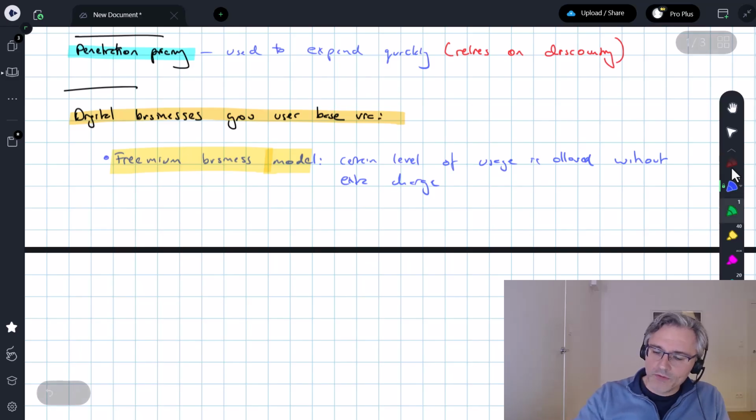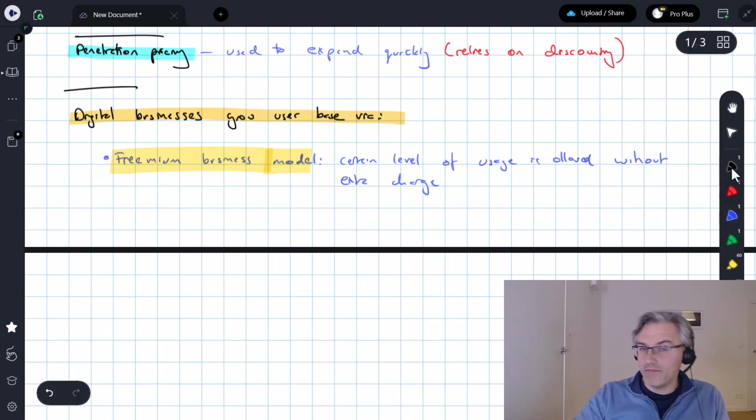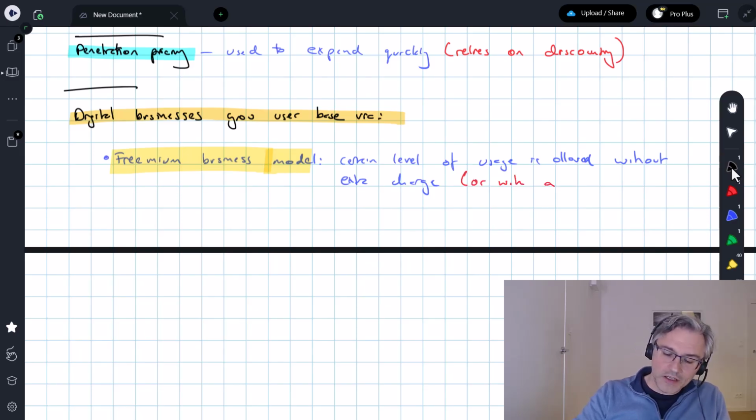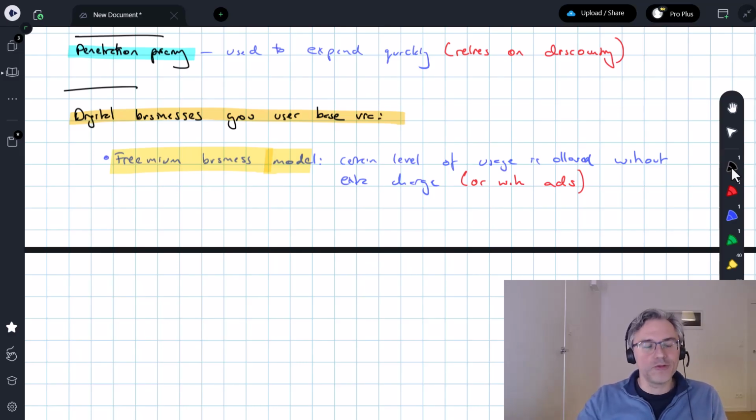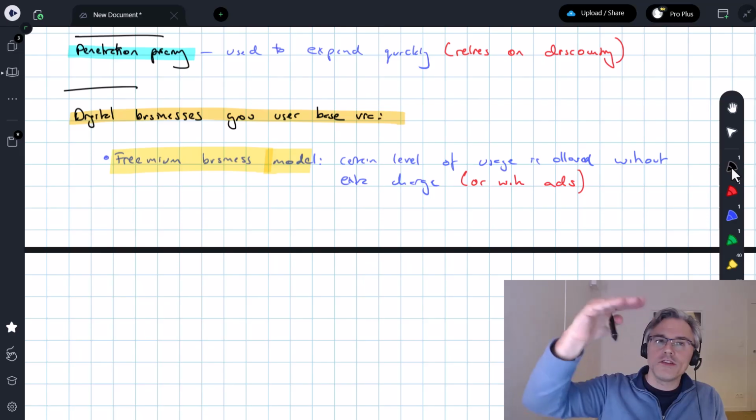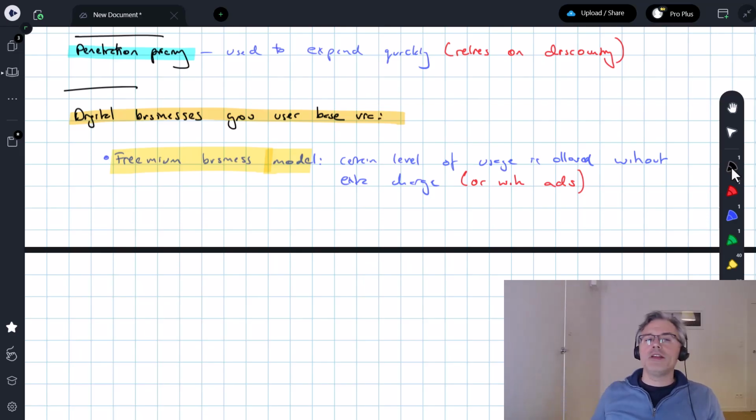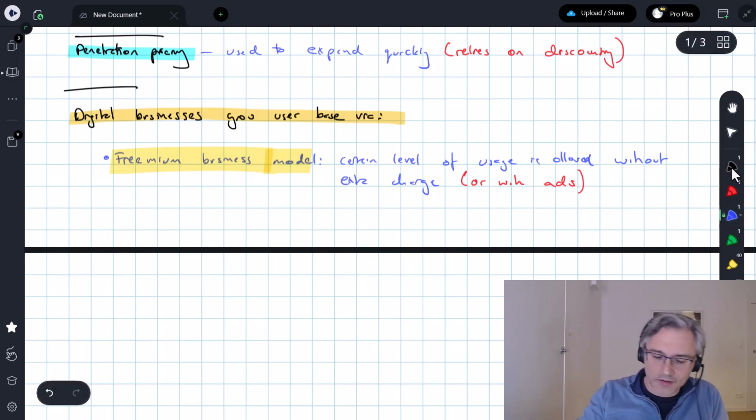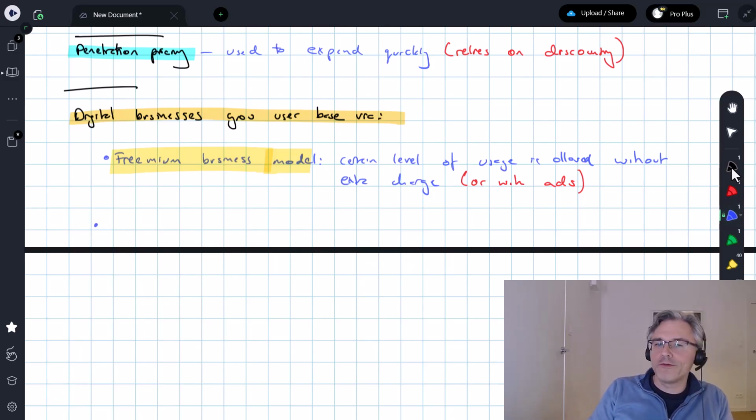Sometimes the base level is without charge, but you may need to watch some ads, and that's the way you pay for it. But you may choose to upgrade to a higher level and then start paying a recurring fee. The idea is to offer that base level without charge and quickly grow your user base, if the product is worth talking about.